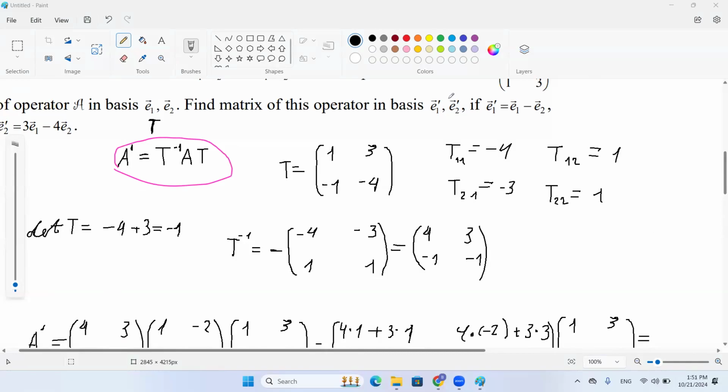So, okay. Students also forget very often how to build algebraic complement or cofactor. So the formula is -1 in power of i plus j.